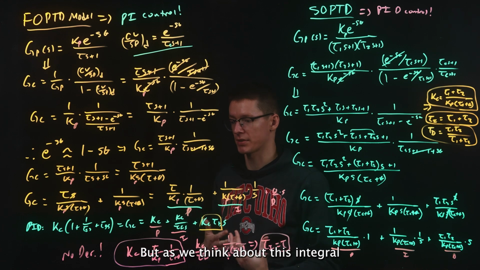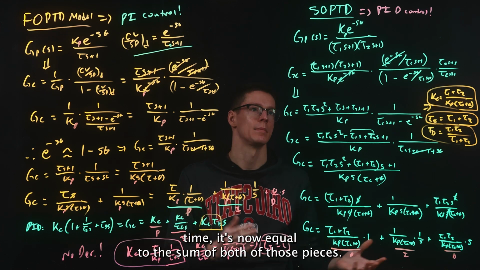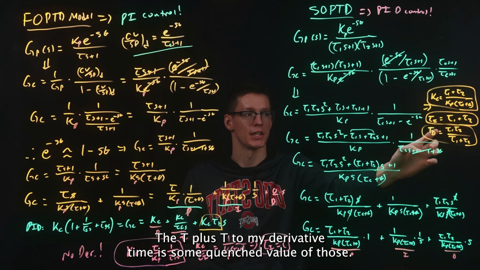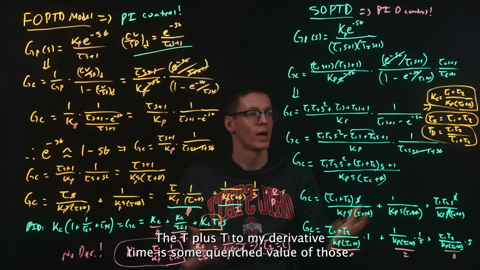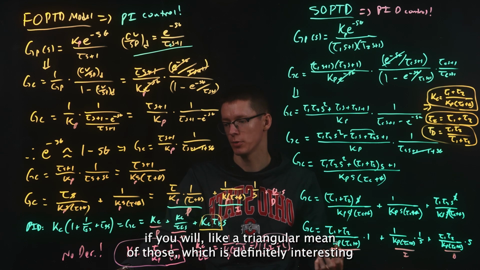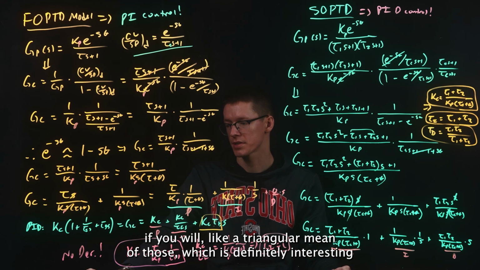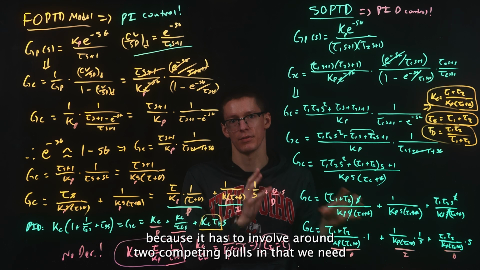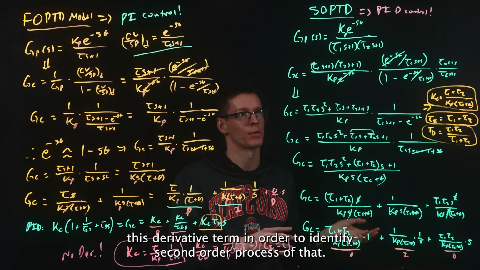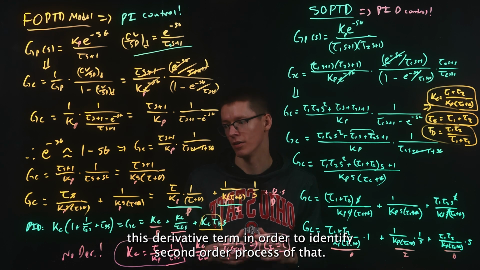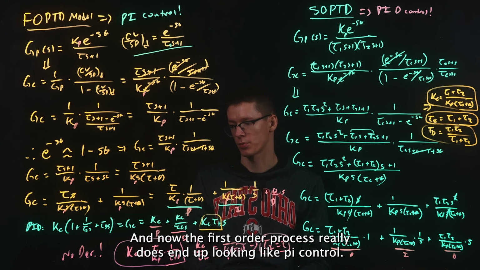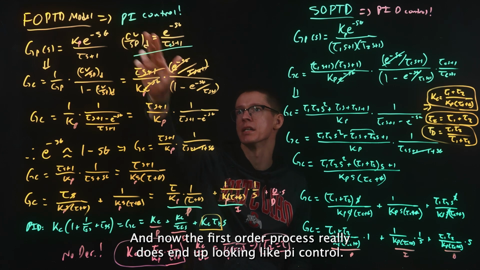But as we think about this integral time, it's now equal to the sum of both of those pieces, T1 plus T2. My derivative time is some quenched value of those, like a geometric mean, if you will, which is definitely interesting because it has to involve two competing poles, and we need this derivative term in order to identify a second order process. So definitely really cool to see, and now the first order process really does end up looking like PI control.